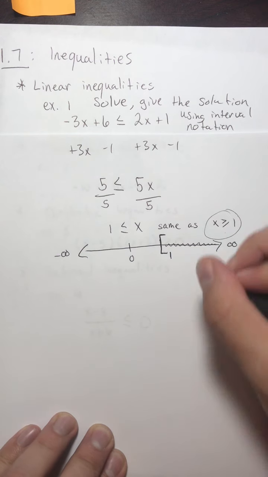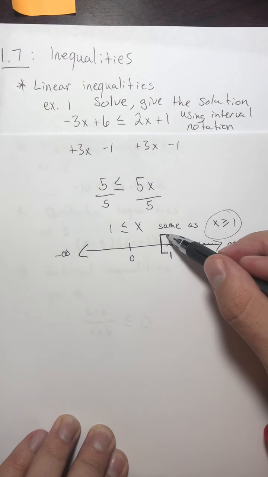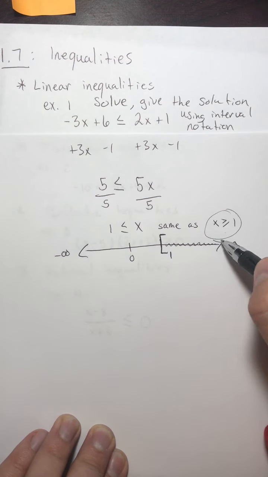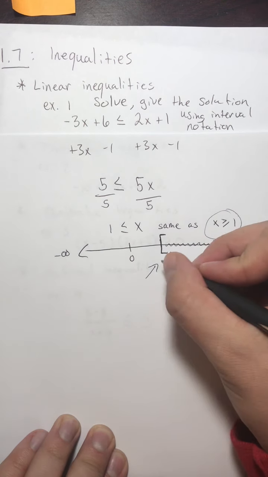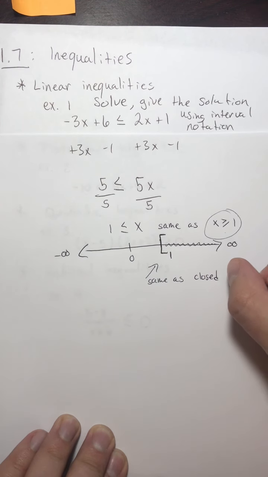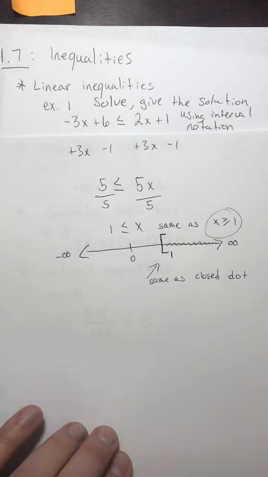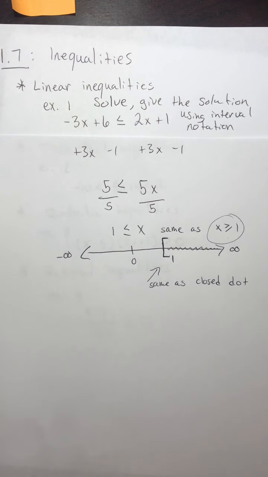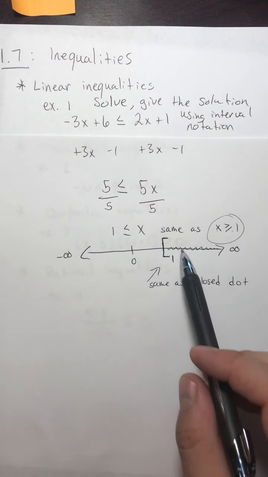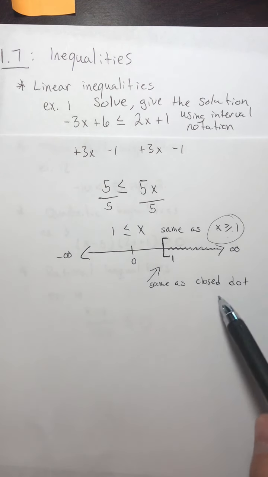What I do, mostly for the sake of the student, is I'm going to put a bracket if needed, a parentheses if needed, facing the shaded direction. But quite commonly on a number line, you will see a filled in dot to signify set inclusion. And if we did not have set inclusion, so if this were x strictly greater than 1, we would use a parentheses, which would be the same as an open dot. We'll see that in an upcoming example.